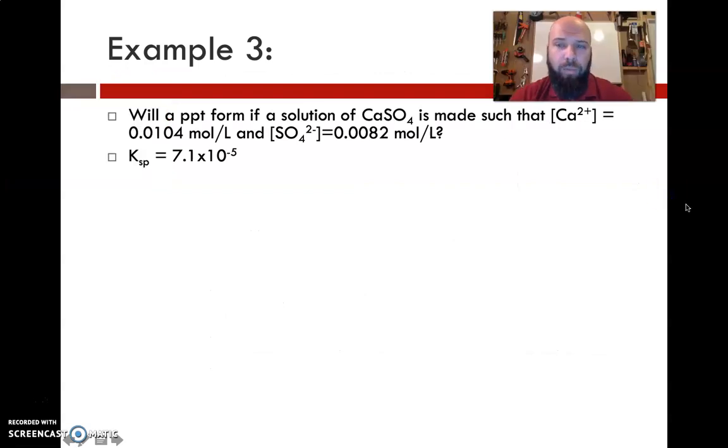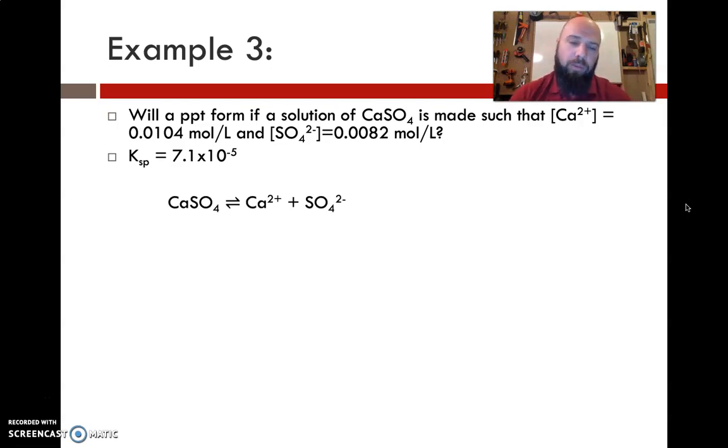So in this third example, we're going to look at an example using the QSP. It says, will precipitate form if a solution of calcium sulfate is made such that the concentration of calcium ions is 0.0104 moles per liter and the concentration of sulfate ions is 0.0082 moles per liter. The KSP is given, it's 7.1 times 10 to the negative 5.